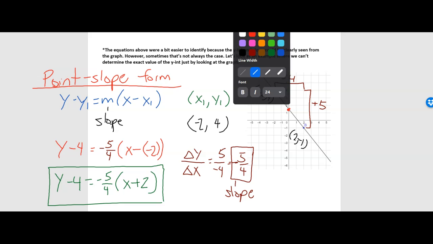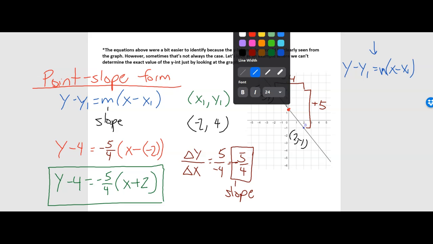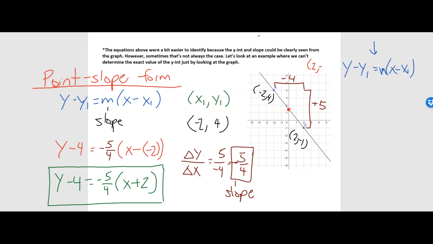So another example, right, I could have also said, and I'll do that over here, y minus y1 is equal to m times the quantity x minus x1. Well, if I had chosen the point 2, -1, which was B, my answer is going to look a little bit different. I'm going to have y minus -1 is equal to -5/4 times the quantity x minus 2. And after I simplify, I'd get y plus 1 is equal to -5/4 times the quantity x minus 2.